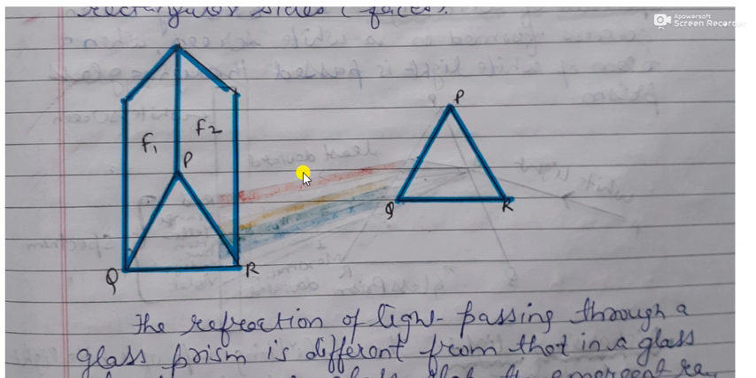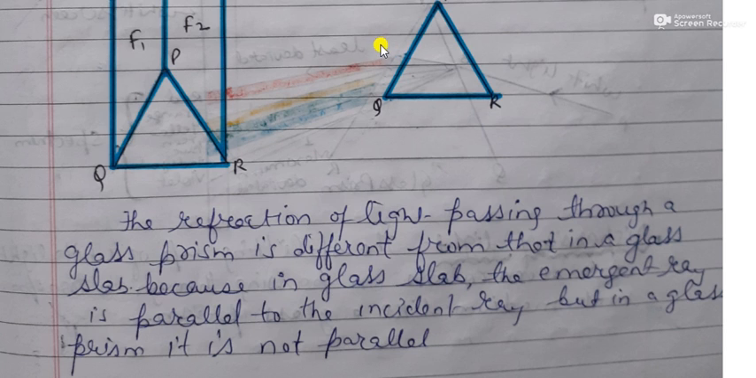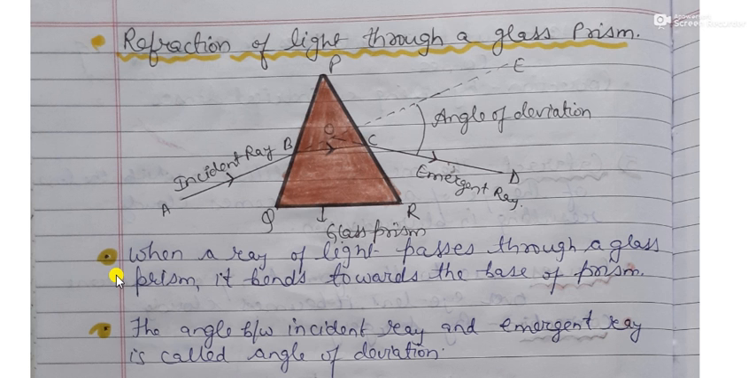If we look at the prism from the top, it looks like this, and if we look at it from one side, it looks like this. From the front face, it looks like this. Now, the refraction of light which is passing through a glass prism is different from that in a glass slab, because in case of glass slab, the emergent ray is parallel to the incident ray, but in case of glass prism, it is not parallel.